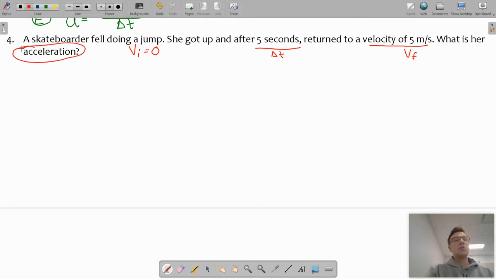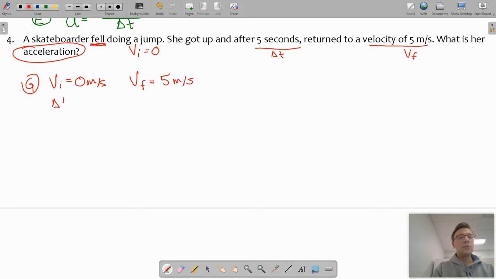And then again, we are solving for the acceleration. I think it's good practice to always underline your givens, and then circle the unknown, the thing that you're solving for here. Okay, so the givens: we know that the initial velocity is 0 meters per second. We know that the final velocity is 5 meters per second. The time interval is 5 seconds, and we are solving for our acceleration.